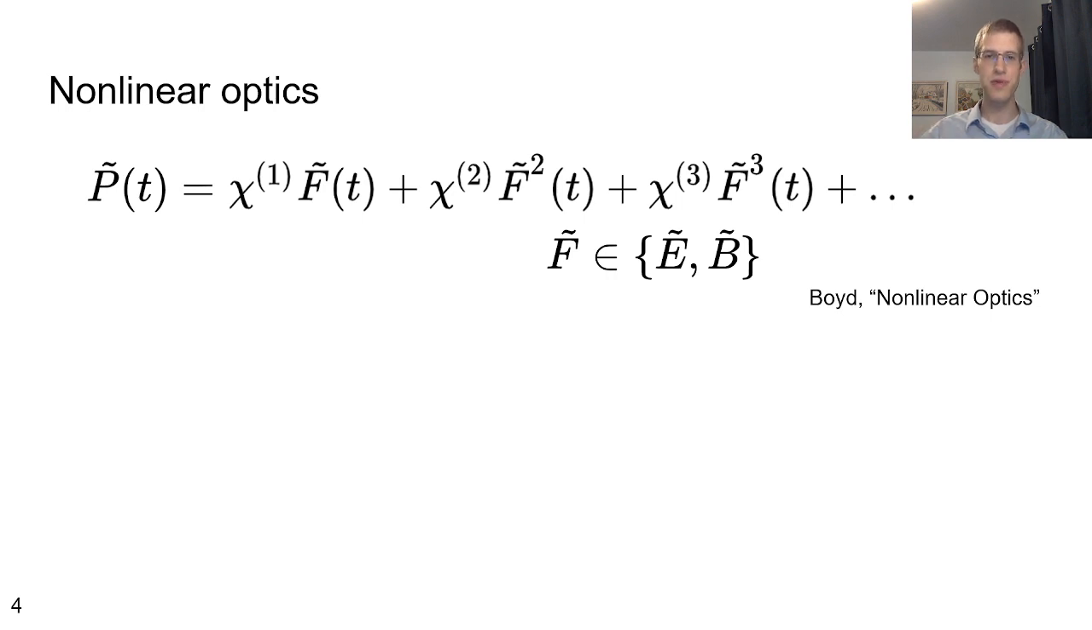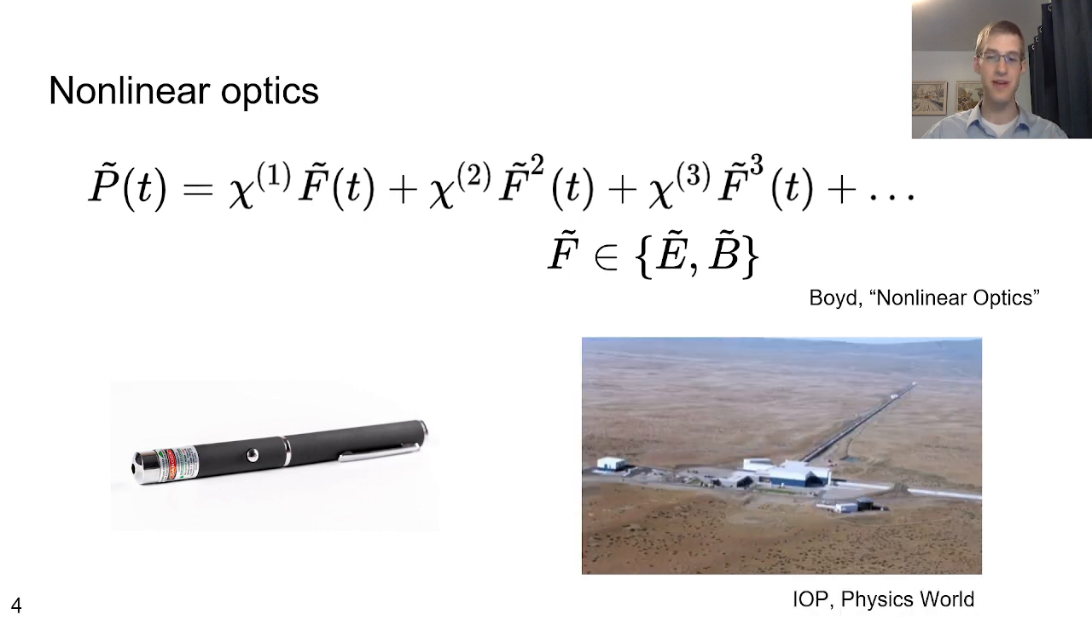In this talk, we're going to specifically focus on this Chi2 nonlinear process, where we combine an electric and magnetic field to re-radiate at a new frequency. Now, a lot of us are familiar with nonlinear optical systems. If you ever used a laser or a laser pointer, this is a nonlinear optical device. Also, the squeezed light used in gravitational wave detectors such as LIGO is generated through a nonlinear optical process.